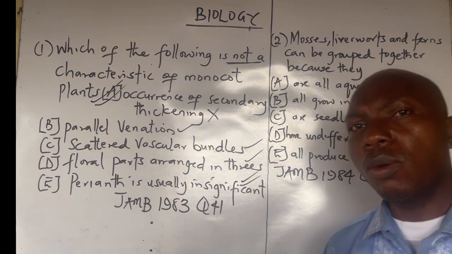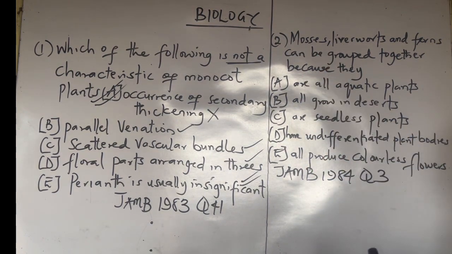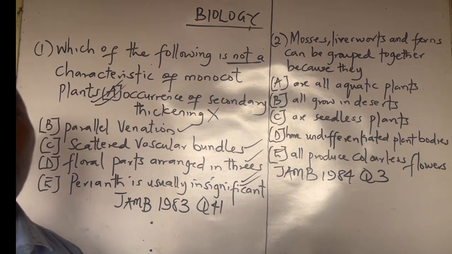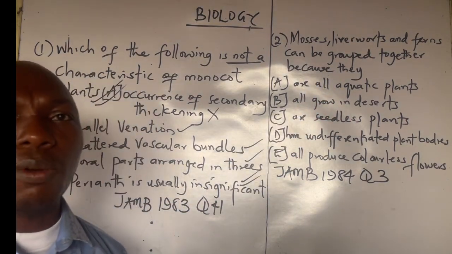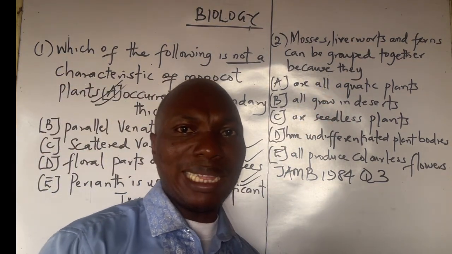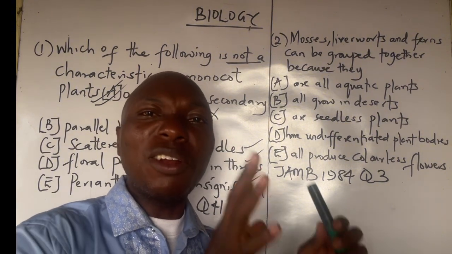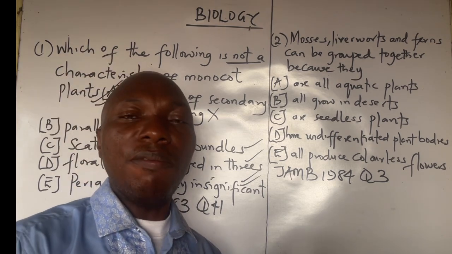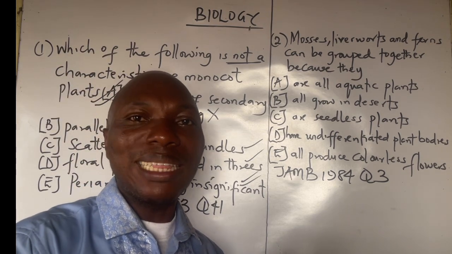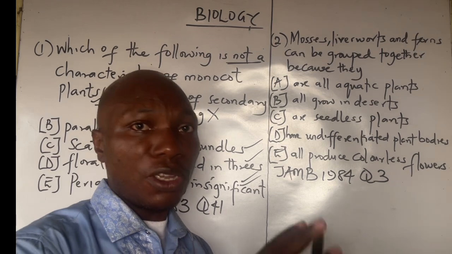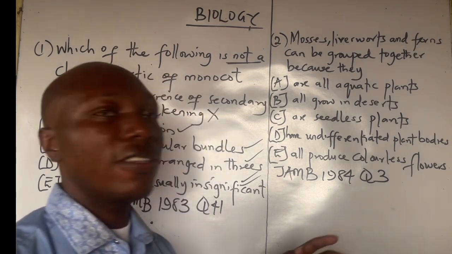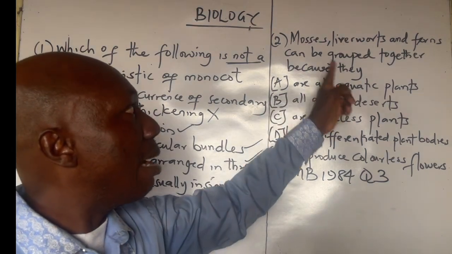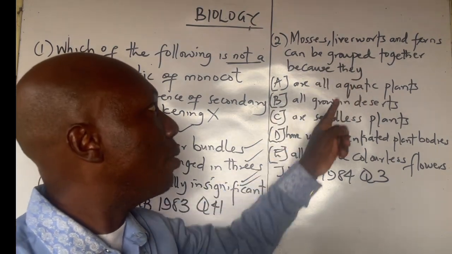Let's go to the second question. He said mosses, liverworts and ferns can be grouped together because... When we talk about mosses and liverworts, we are talking about bryophyta, and bryophytes are non-vascular plants. Ferns are grouped under pteridophyta, under taxonomy or classification of living things. So ferns is pteridophyta.